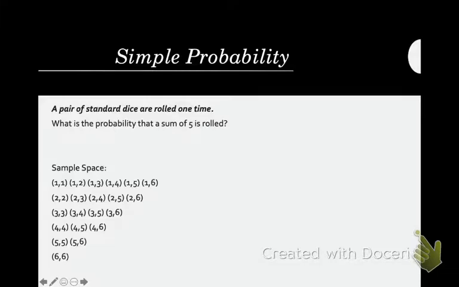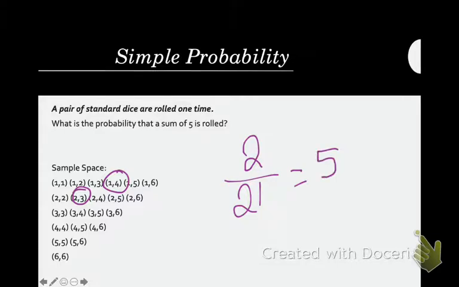Okay, so then I add these up and I get 21. So there are 21 total outcomes. And the only ones that add up to 5 are 1 and 4 and 2 and 3. So that's 2 out of 21. If I could simplify that, I would, but I cannot. And so that is 9.5%. Right? So that's the percentage of getting that.